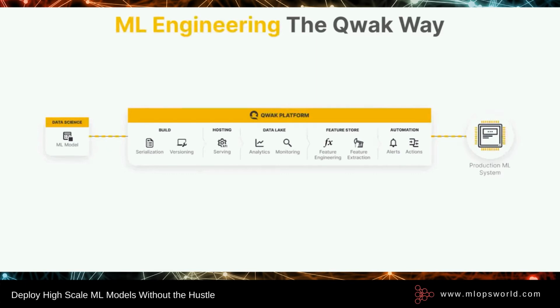Once the models are running, we're also collecting and storing all the different prediction data within a data lake. So you can analyze the data, and you can also monitor the model performance metrics, like what is my F1 score in production? What is my accuracy in production?